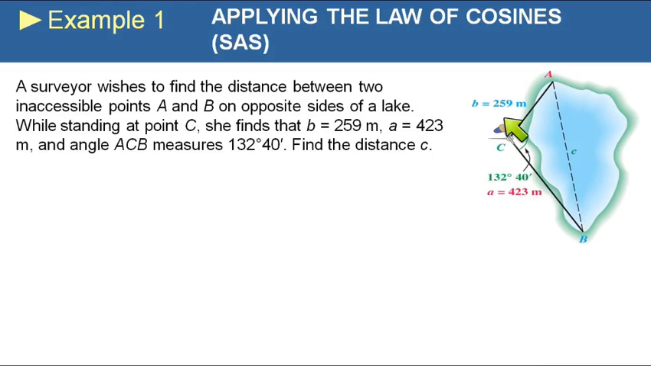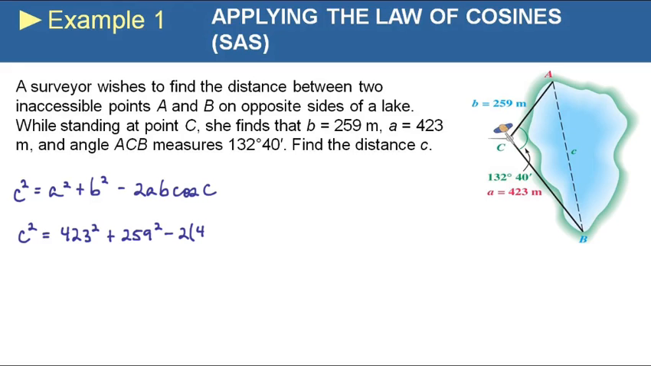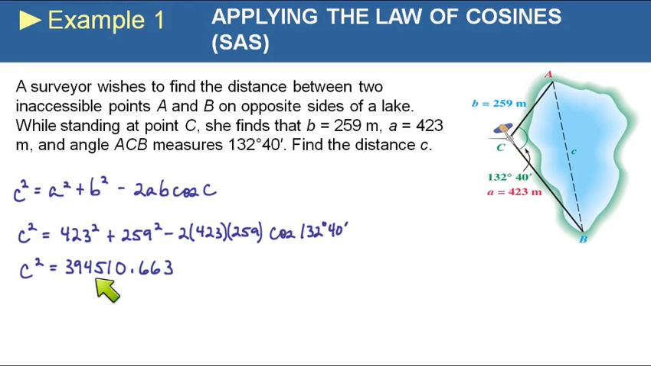And since we want to find side c, let's use the version that is already solved for c squared. So that will be a squared plus b squared minus 2ab cosine c. And just plug in the numbers that you have for a and b and the cosine of c. And just plug it all in the calculator. And this is what you should get once you've plugged it all in. And of course, this is c squared, so do the square root to get c, and I'm getting 628.1 meters.